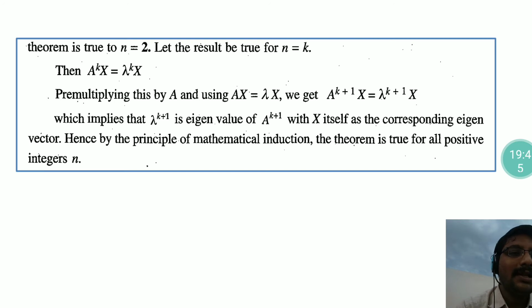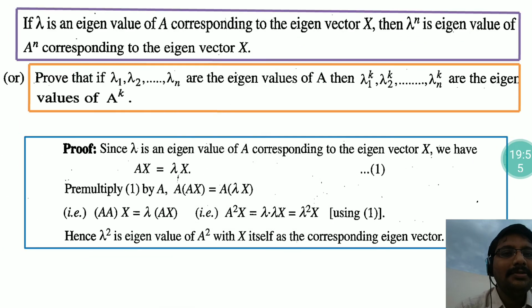So by the principle of mathematical induction, the statement is true for all natural numbers. What is the statement here? If lambda 1, lambda 2, lambda 3 and so on, lambda n are the eigenvalues of A, then lambda 1 power k, lambda 2 power k and so on, lambda n power k are the eigenvalues of A power k. Or, if lambda is an eigenvalue of A, then lambda power n is an eigenvalue of A power n. Hence the result. So simple. We have proved this theorem by using mathematical induction.